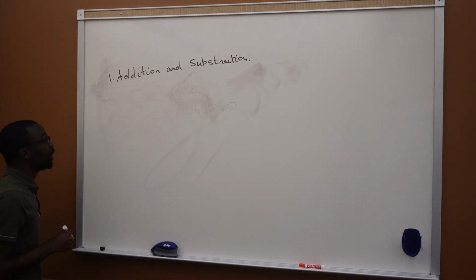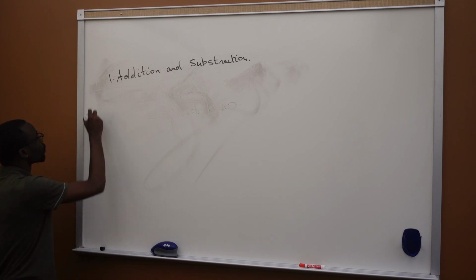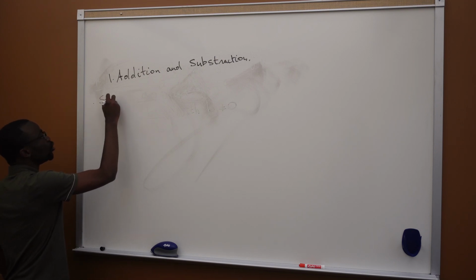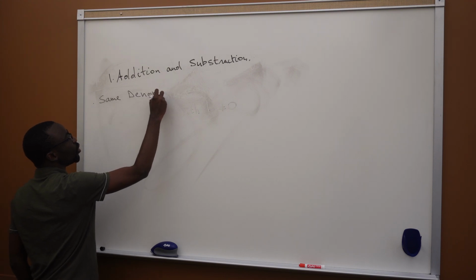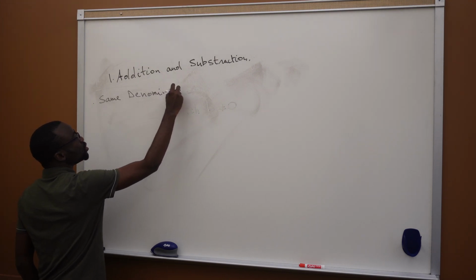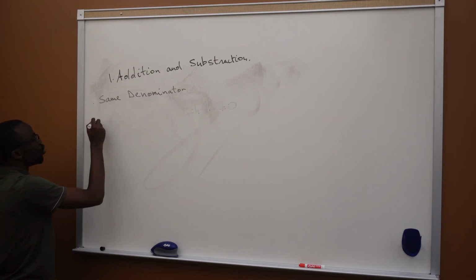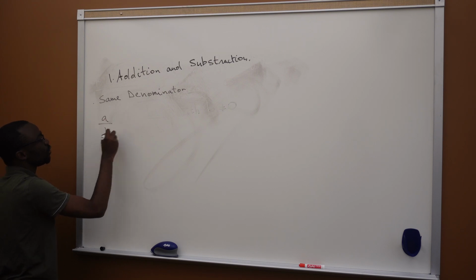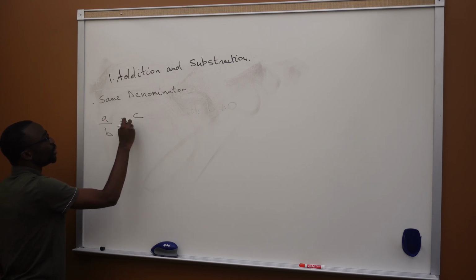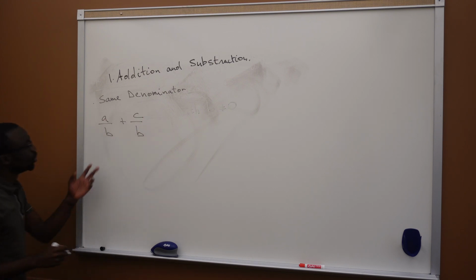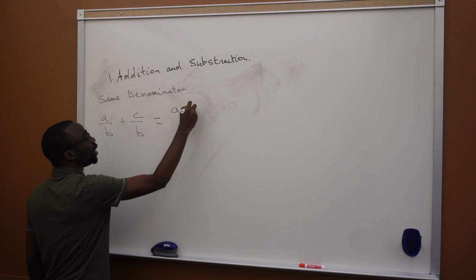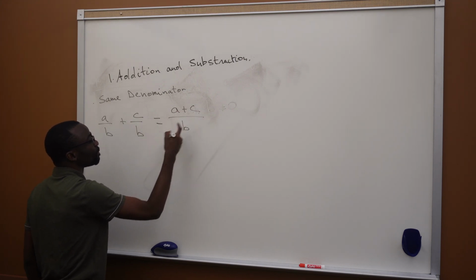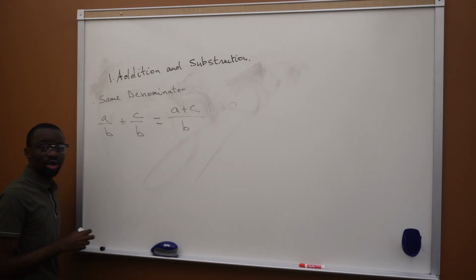Well, we have two different cases. The first case, which is straightforward, is when the fractions have the same denominator. So what does it mean? Let's say I have two fractions like this, a over b plus c over b. Here they have the same denominator. How do I add them? I keep the denominator the same, and I just add the numerators.